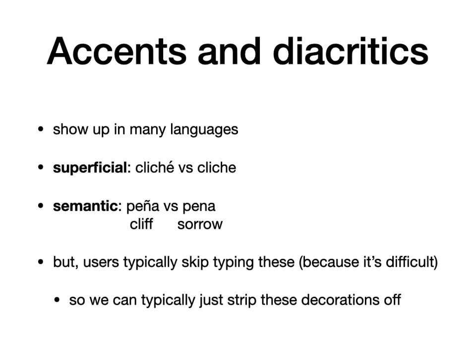Peña in Spanish is cliff versus pena is sorrow. Although I may have gotten that reversed. So if you speak Spanish, correct me. But the idea being that the ñ, the little tilde above the n, not only changes how the word is spoken, but it completely changes the meaning of the word. Yikes, that's not great. That's important for our system to be able to capture. But here's the problem. People typically skip typing these things. So the standard solution is just to ignore them and collapse them as normal.